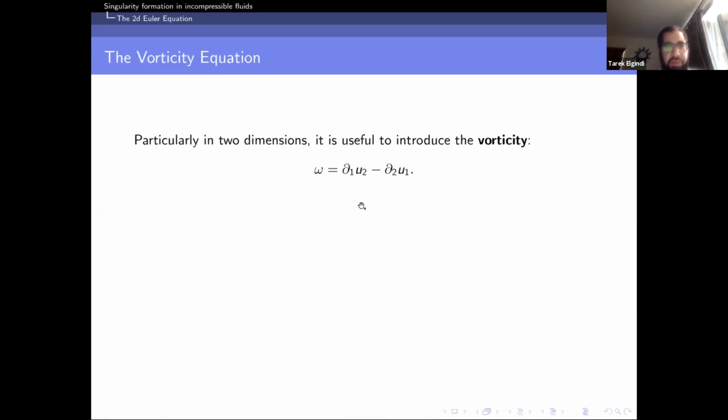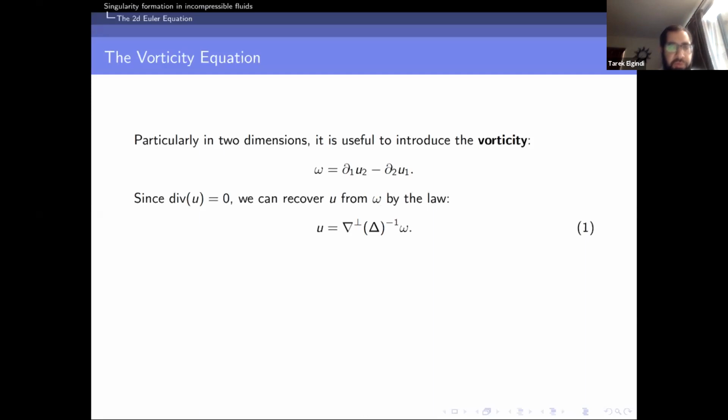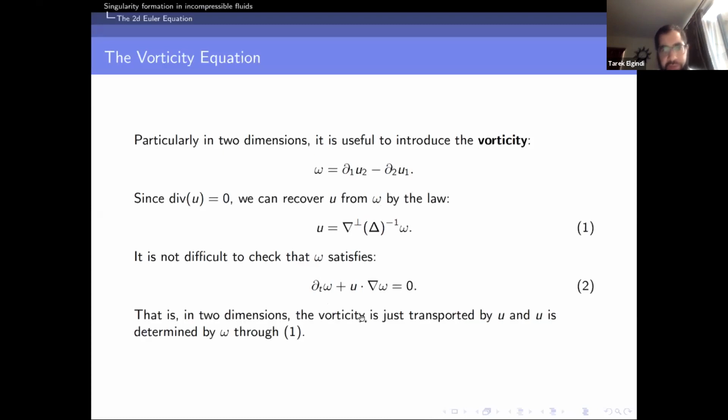So it's the natural 2-dimensional version of the curl. Okay, since the divergence of u is 0, you can recover u from omega by this Biot-Savart law. And it's not difficult to check that omega should satisfy this nice transport equation. So in 2 dimensions, what's happening is that the vorticity is being transported by the velocity, and then the velocity is being determined by the transported quantity by this law. It's called the Biot-Savart law.